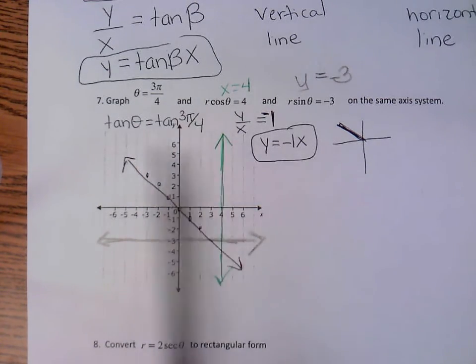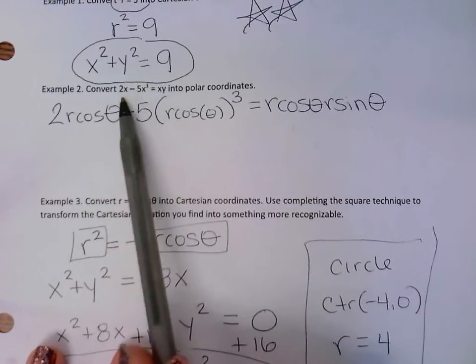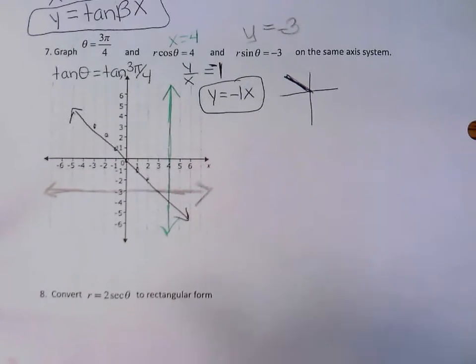So to me, these are the biggies. Lines and circles. I'm probably not going to have you do one much like number 2. I just wanted to show you that it could look yucky in rectangular or polar form. So that last piece, converting r equals 2 secant of theta. I don't have any conversions related to secant.